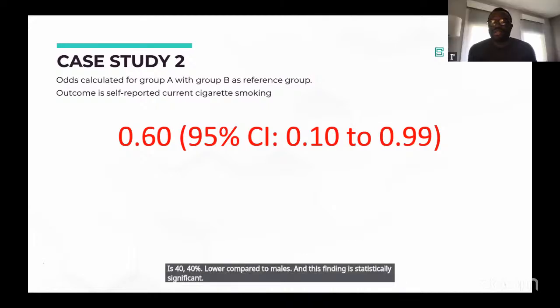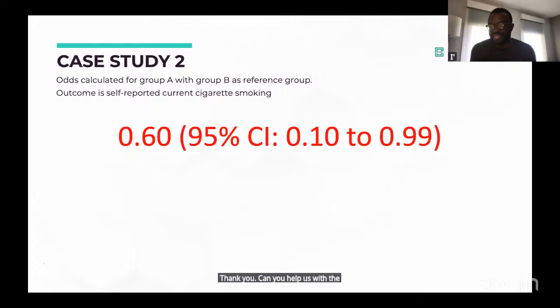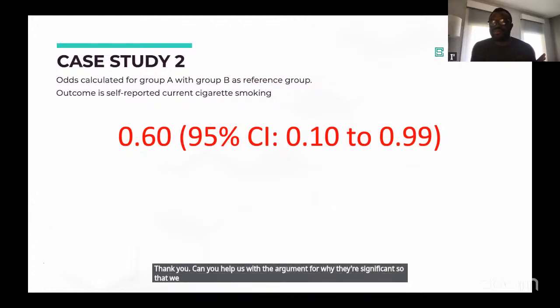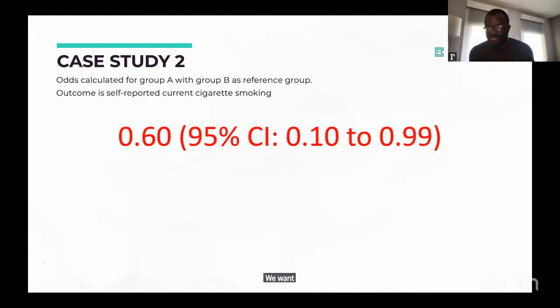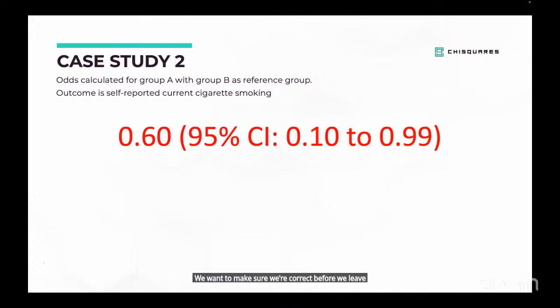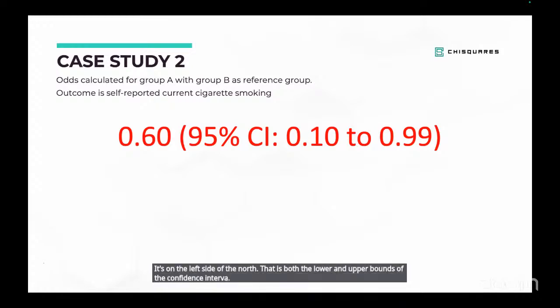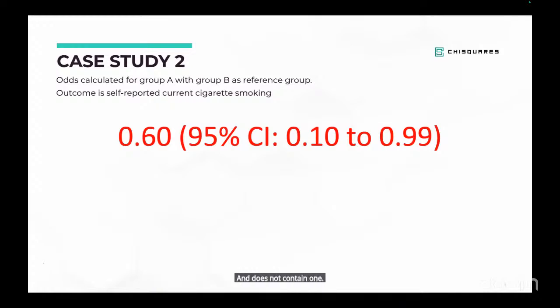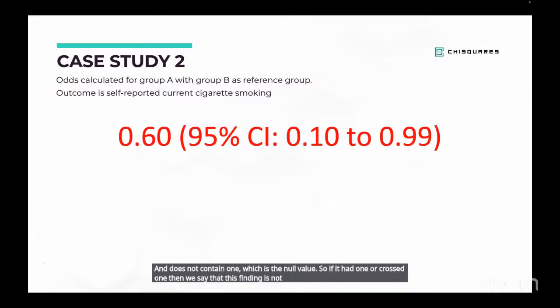Thank you. Can you help us with the argument for why it is significant, so that we don't just ignore the previous arguments made? We want to make sure we correct before we leave it. Okay, sir. The confidence interval is on the left side of the null. That is, both the lower and upper bounds of the confidence interval do not contain 1, which is the null value. So if it had 1 or crossed 1, then we say that this finding is not statistically significant.